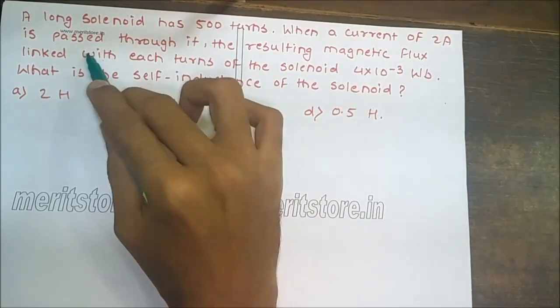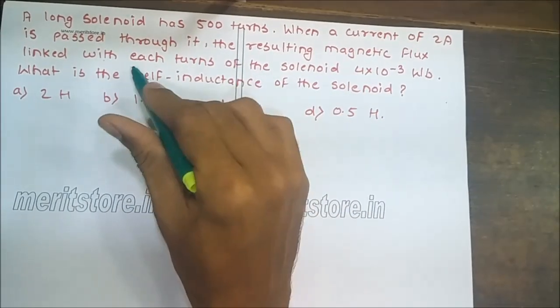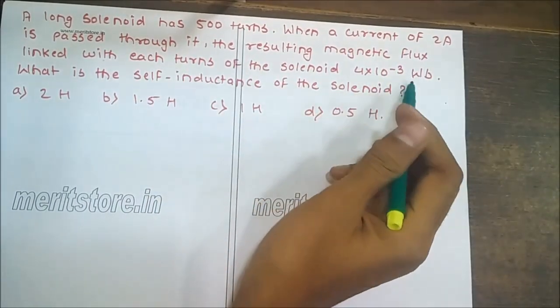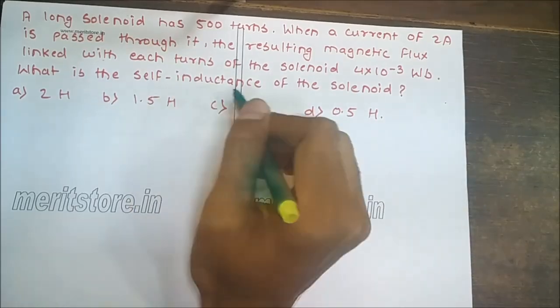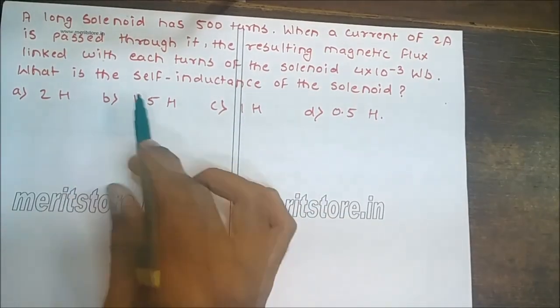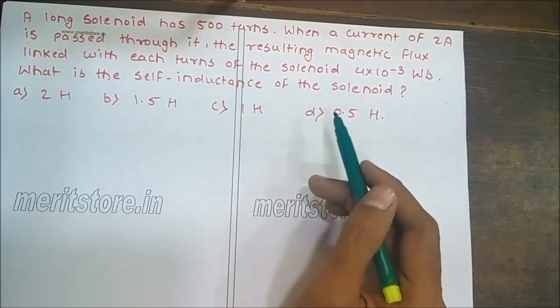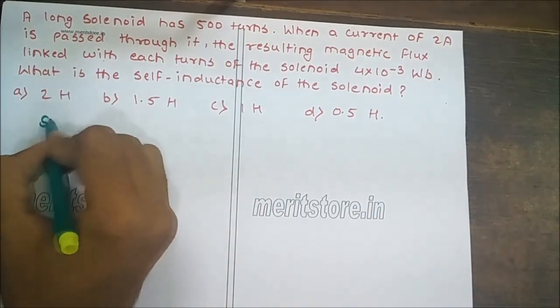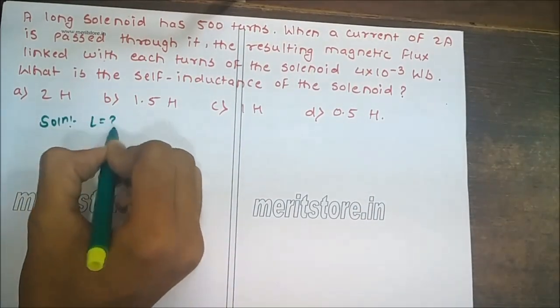When a current of 2 ampere is passed through it, the resulting magnetic flux linked with each turn of the solenoid is 4 into 10 raised to minus 3 Webers. What is the self-inductance of the solenoid? 2 Henry, 1.5 Henry, 1 Henry, or 0.5 Henry? So here we are going to find the self-inductance L equals to.